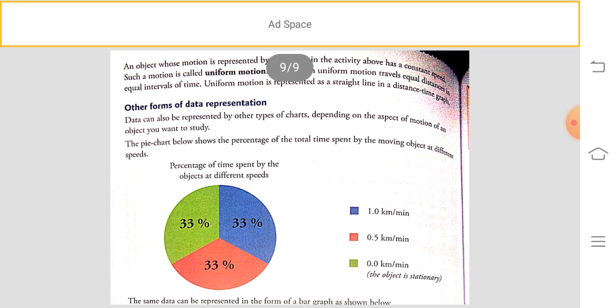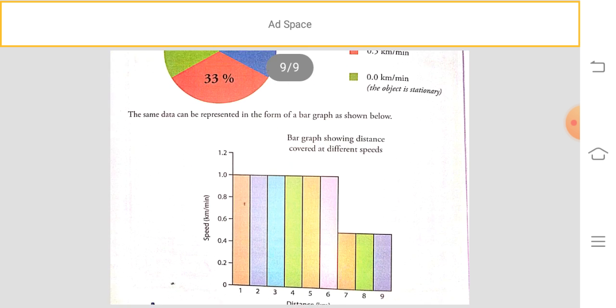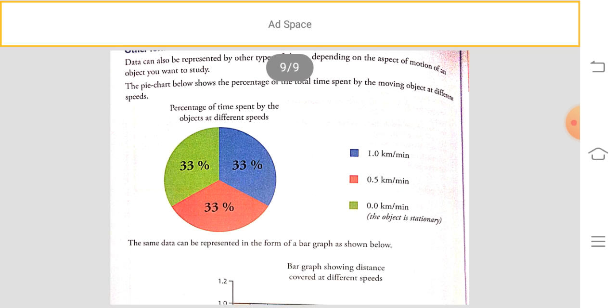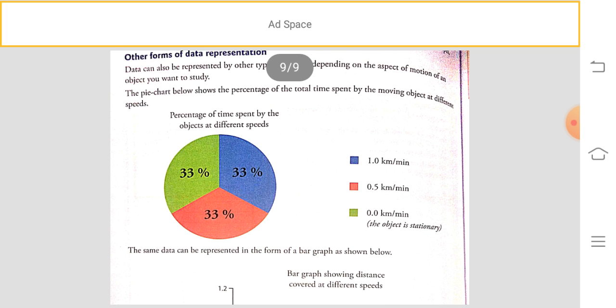Once again, I will repeat what the function of the pie chart is. Pie chart shows the percentage of the total time spent by the object at different speeds. The same you can do with the bar graph. This bar graph is also known as a histogram, but you need not study this right now. You will study it in a further class. This bar graph is also used to represent the speed, that is, the percentage of the total time spent by different objects at different speeds.